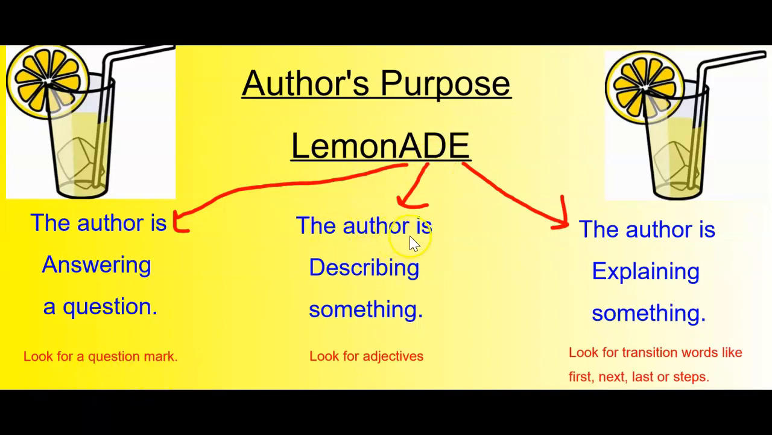D means the author is describing something. Remember, look for describing words or adjectives. And E means the author is explaining something. When an author explains how to do something, look for transition words like first, next, or last. Or maybe look for steps in the process.